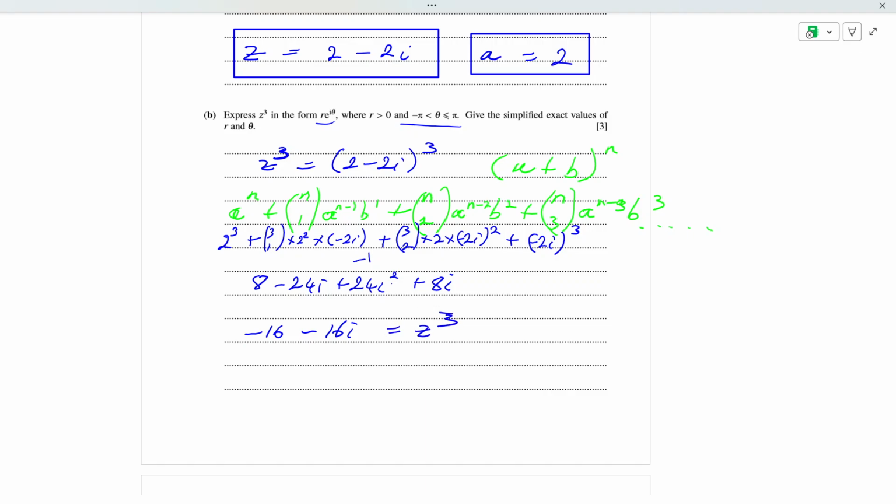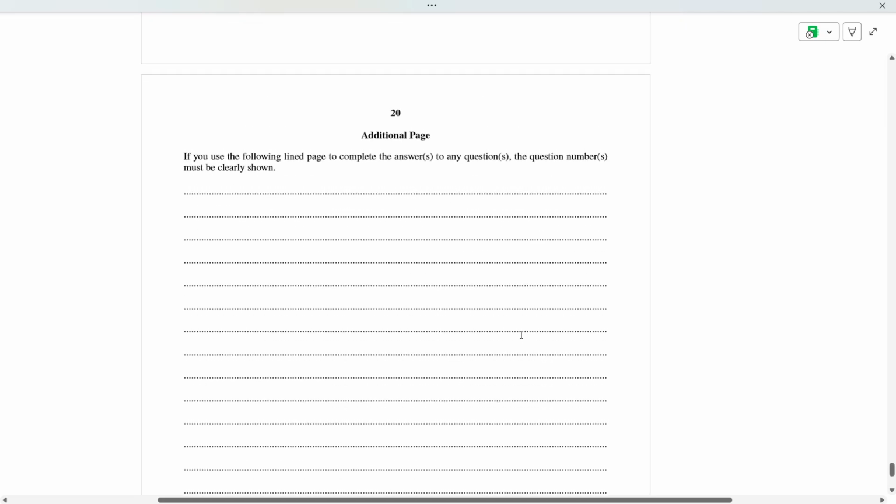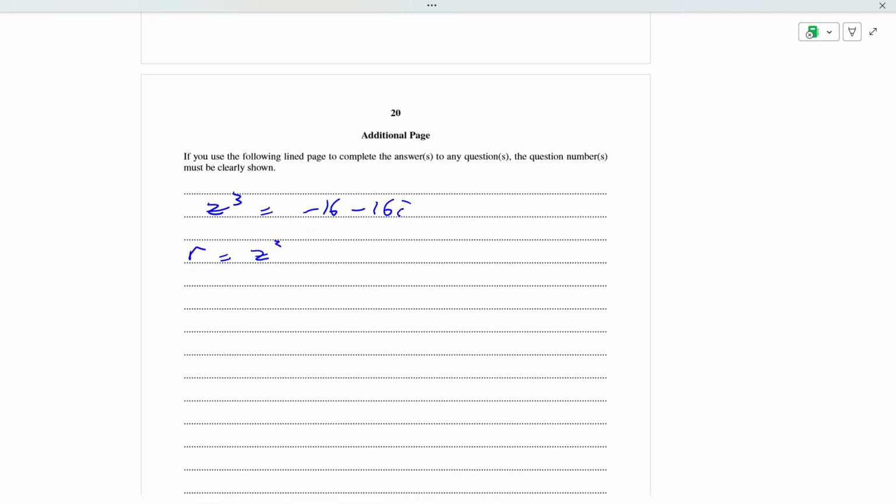All right. So now that we have that, in this case, I'm just going to use the additional page. Find your r, since your z to the 3 is equal to negative 16 minus 16i. Find r. R is the modulus of z. So the modulus of z will be the square root of negative 16 squared plus negative 16 squared. We have r is equal to 16 root 2, putting that in the calculator.